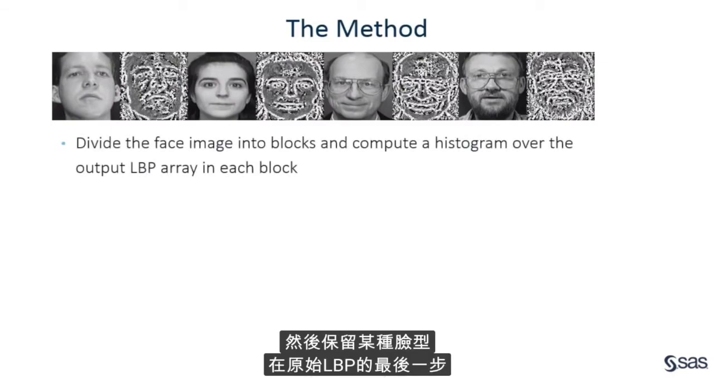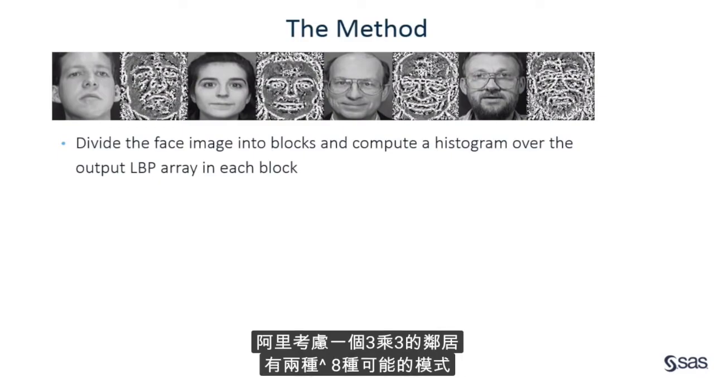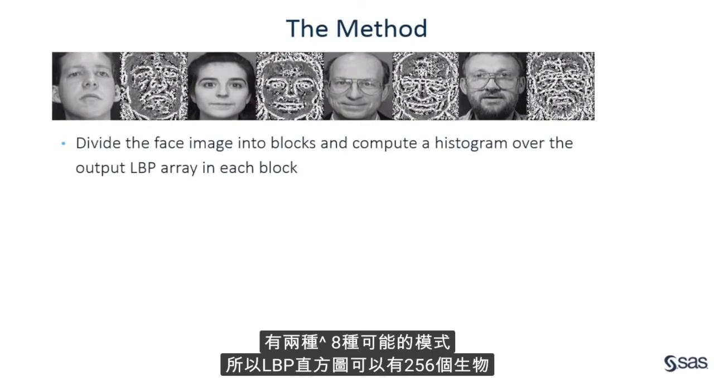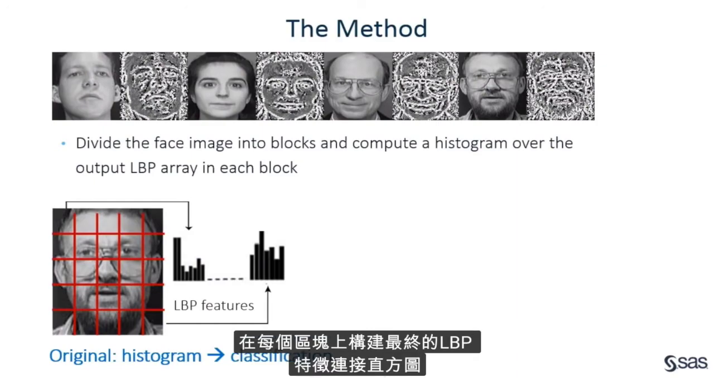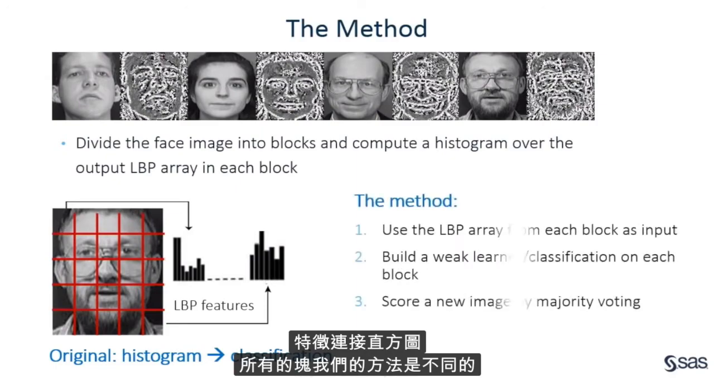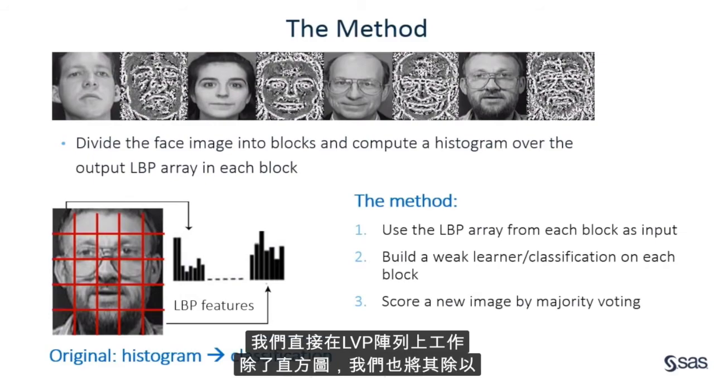Then in the last step of the original LBP algorithm, a histogram is constructed on the LBP array. Consider a 3 by 3 neighborhood. There are 2 to the power of 8 possible patterns, and so an LBP histogram can have 256 bins. This algorithm can be further improved by segmenting an image into smaller blocks. An LBP histogram is then constructed on each block. The final LBP features concatenate histograms from all the blocks. Our method is different. We work on the LBP arrays directly instead of the histograms.